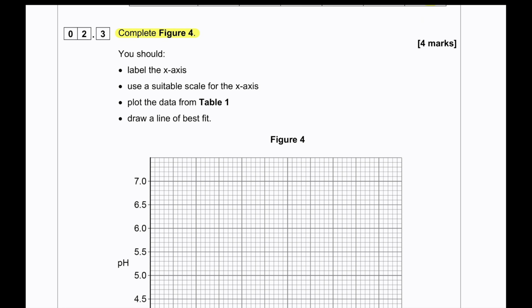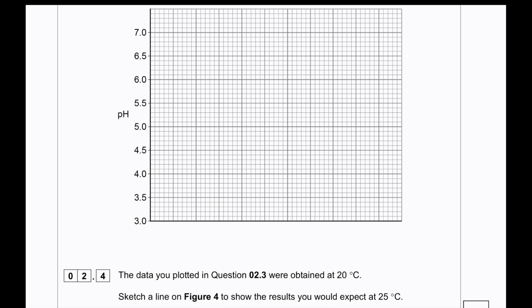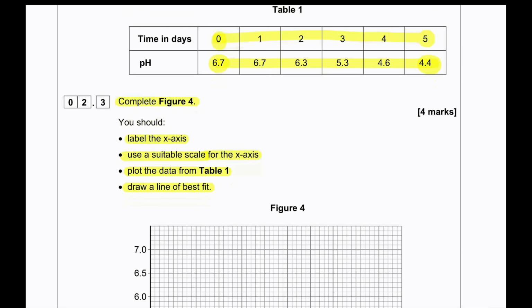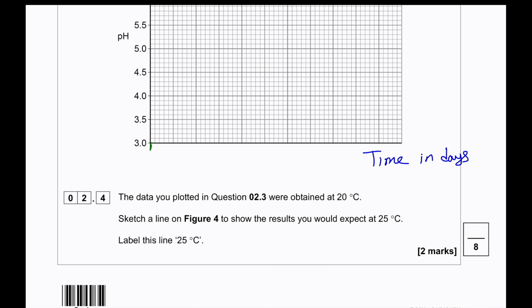Okay, we have to label the x-axis, use a suitable scale for the x-axis, plot the data from table 1 and draw a line of best fit. So our x-axis will be time in days, and since there is a total of 5 days, we can start from 0.